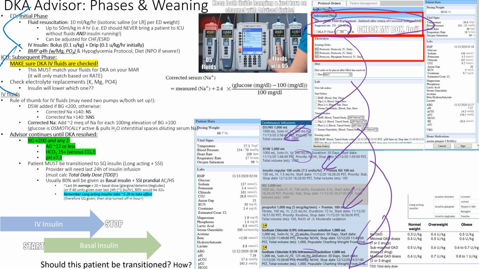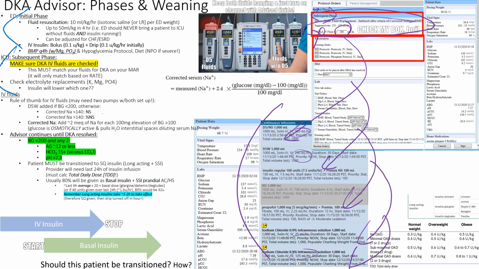So it's our job to clean up this MAR to make sure it makes sense, and also make sure this box is checked so that it knows, hey, I see that you're running D5LR and your sugar's under 200. Let's add dextrose to that. Let's add it to D5LR, for instance, right? Or it says, hey, your corrected sodium is 131. Let's add normal saline to this, right? Instead of D5 half NS, right?